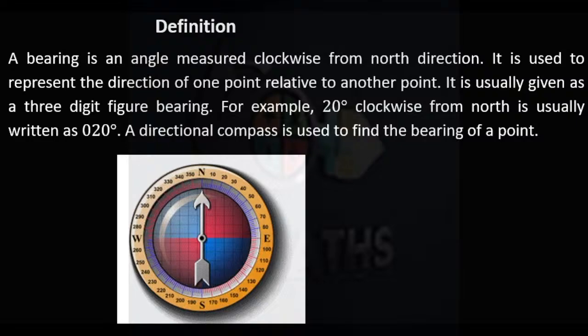Definition: bearing. A bearing is an angle measured clockwise from north direction. It is used to represent the direction of one point relative to another point. It is usually given as a three-digit figure bearing. For example, 20 degrees clockwise from north is usually written as 020.